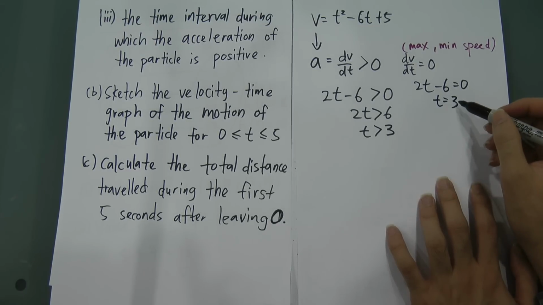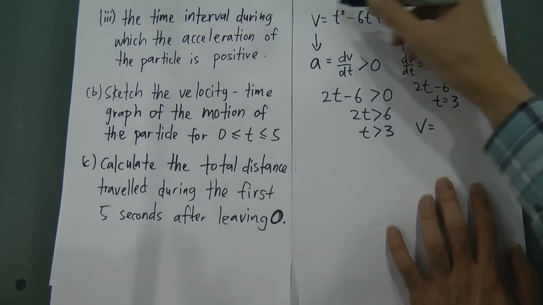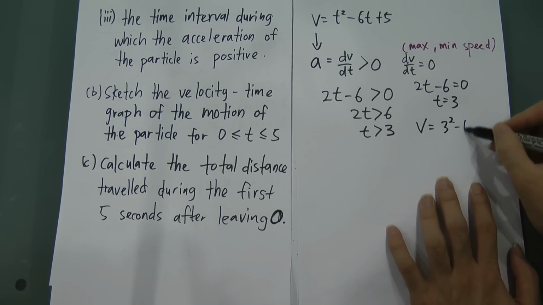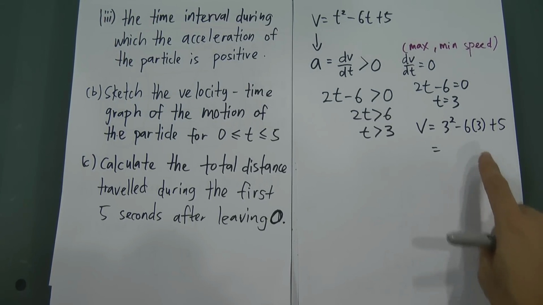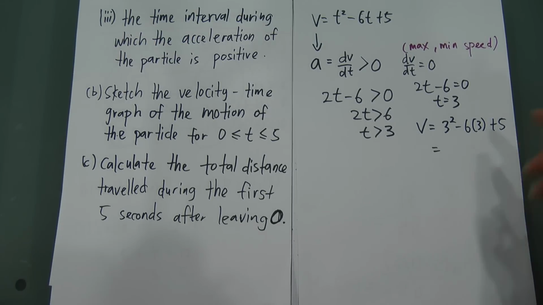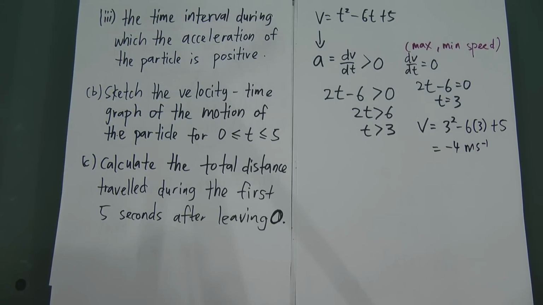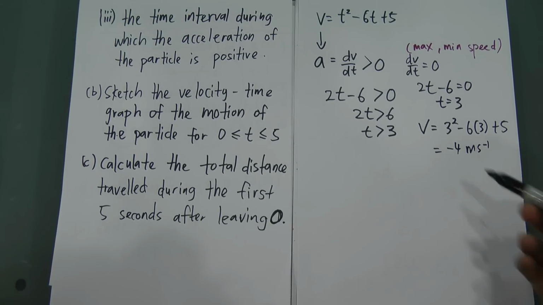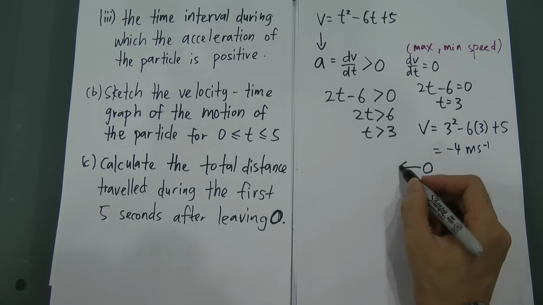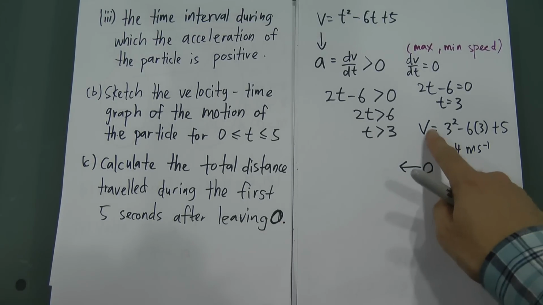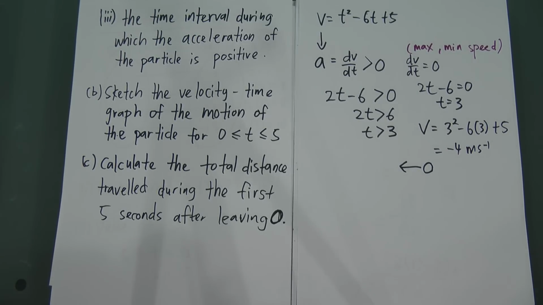So when time is at the 3rd second, what is the speed here? We substitute 3 into V here. So we get 3 squared minus 6 times 3 plus 5. So 9 minus 18 is negative 9, negative 9 plus 5, we get negative 4 m/s. So this is the minimum speed. When you see speed negative, it means the particle moves toward the left side. Speed positive means the particle moves toward the right side.